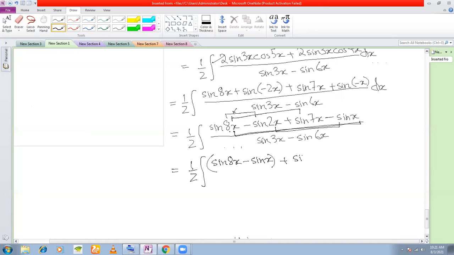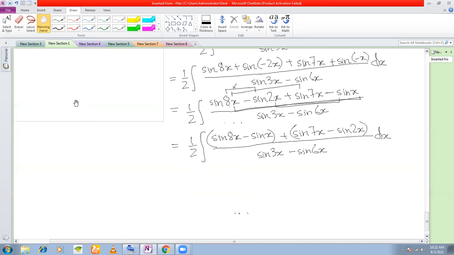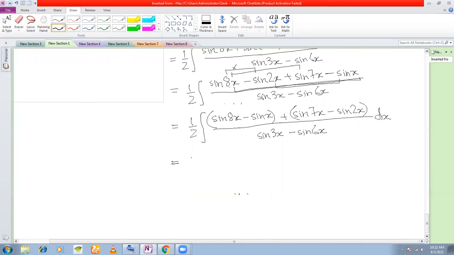Plus remaining is sine 7x minus sine 2x divided by sine 3x minus sine 6x dx. Okay, now you change sine 8x minus 7x to a product. Sine minus sine is 2 cos sine, right?